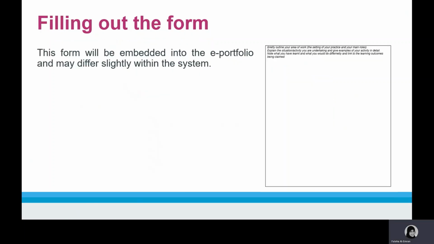A reflective account can be completed at any point during the year and can follow on from completing any of the assessment activities outlined in the HEE assessment strategy. The following example will help trainees plan a reflective account and what should be included. It's important to note that this form will be embedded into the e-portfolio and may differ slightly within the system.